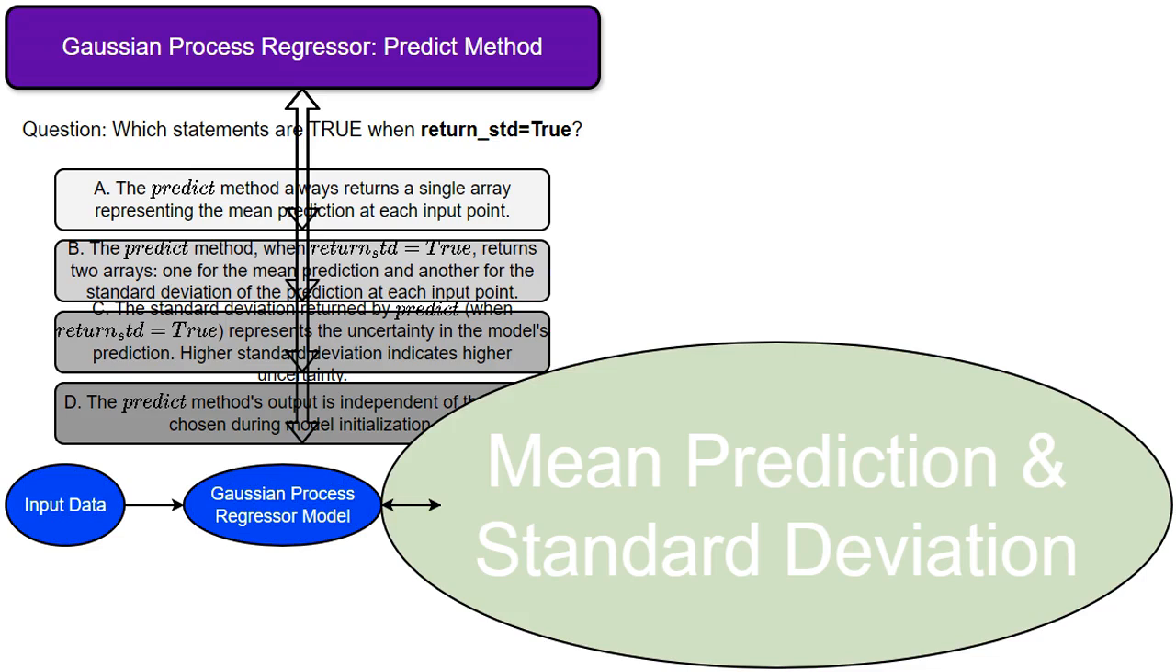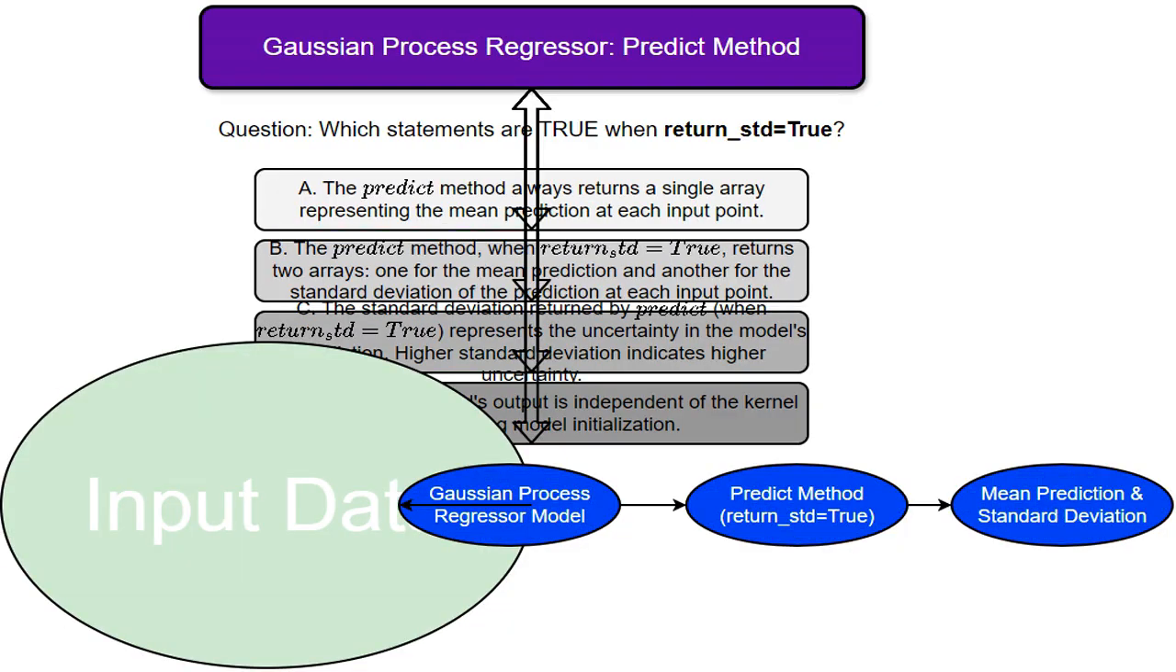When "return_std" equals true, the "predict" method returns two pieces of information: the mean prediction, which is our best guess, and the standard deviation, which is our measure of uncertainty. A small standard deviation means we're very confident, while a larger one means we're less sure. This is the data we use to train our model and make future predictions. The "predict" method takes new input data points to produce predictions for them.